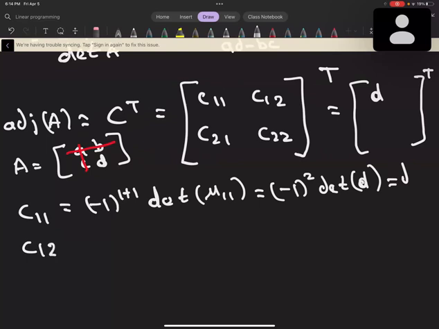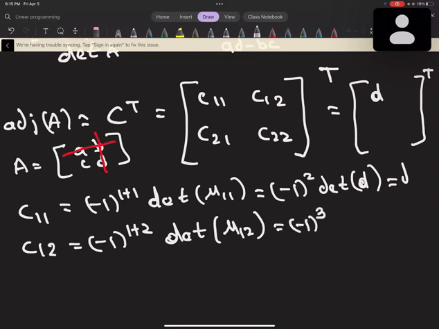So what is C12? C12 is minus 1 to the 1 plus 2, determinant of N12. And what is N12? N12 is this one. This is minus 1 cubed. And the determinant of N12 is the determinant of B. And this is minus B. So this guy is minus B.